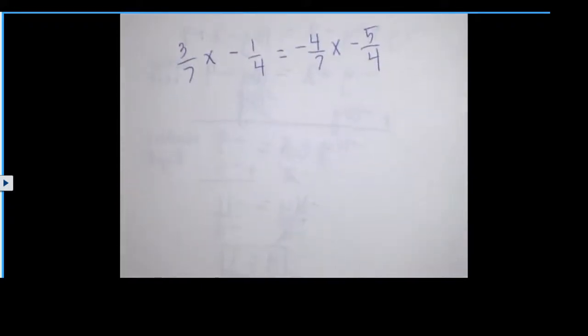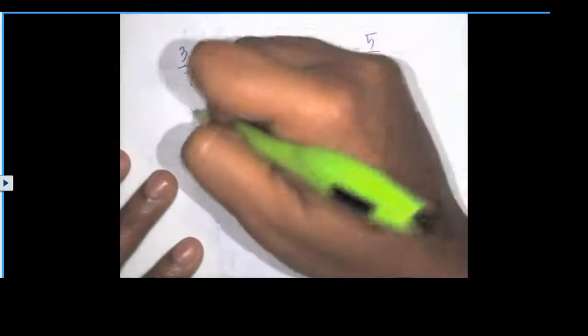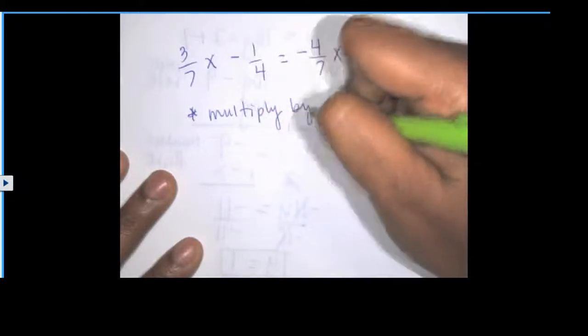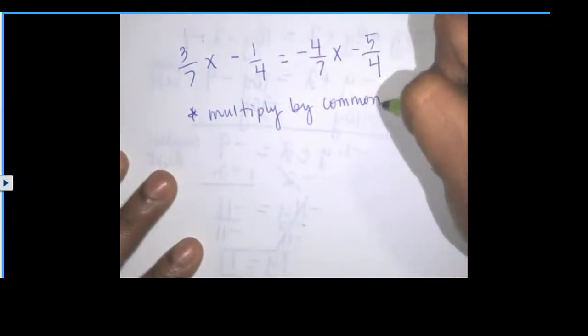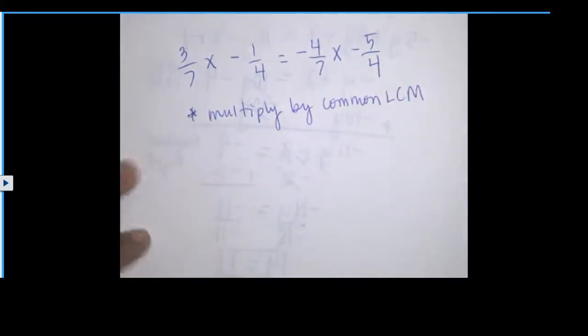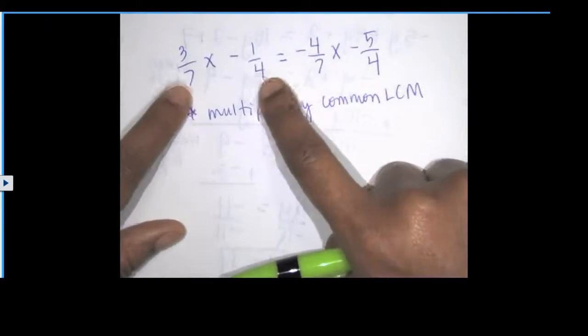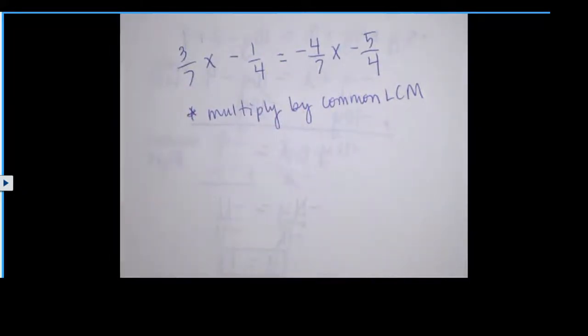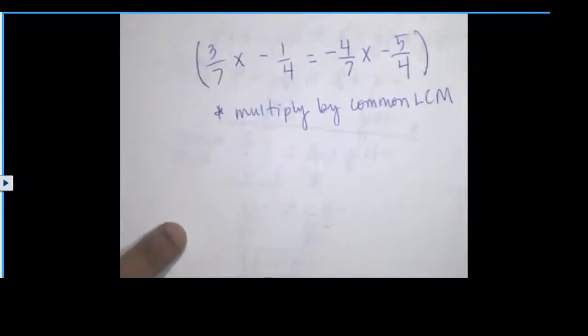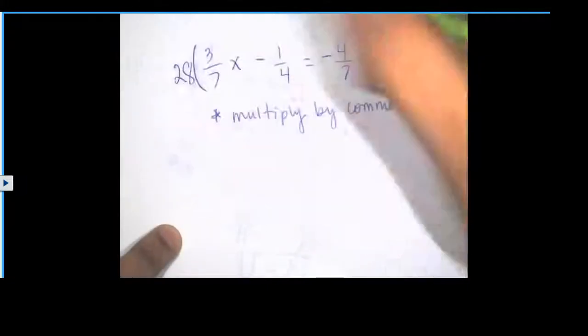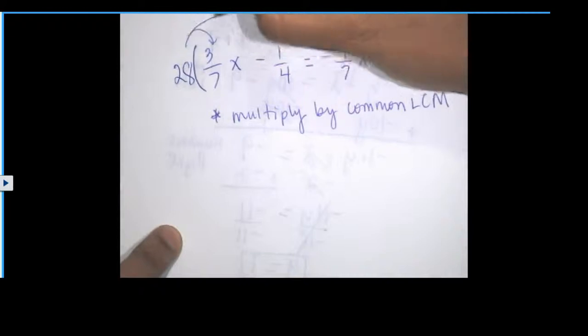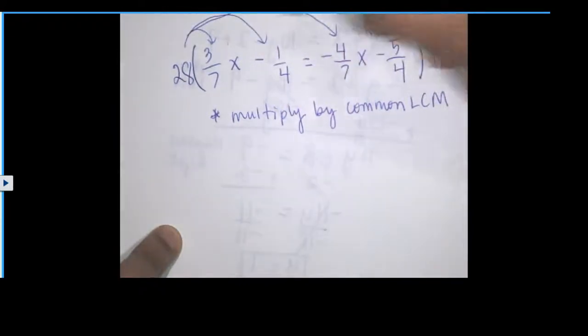Okay, so when we have fractions, remember the key to this is to multiply by the LCM. Remember, least common multiple. So we're trying to think about the 7 family and the 4 family, and we think, what number do they have in common? What multiple do they share? Well, the answer is 28. So we're going to multiply this entire equation by the number 28 to every single term. So I'm going to draw some arrows to every single term.